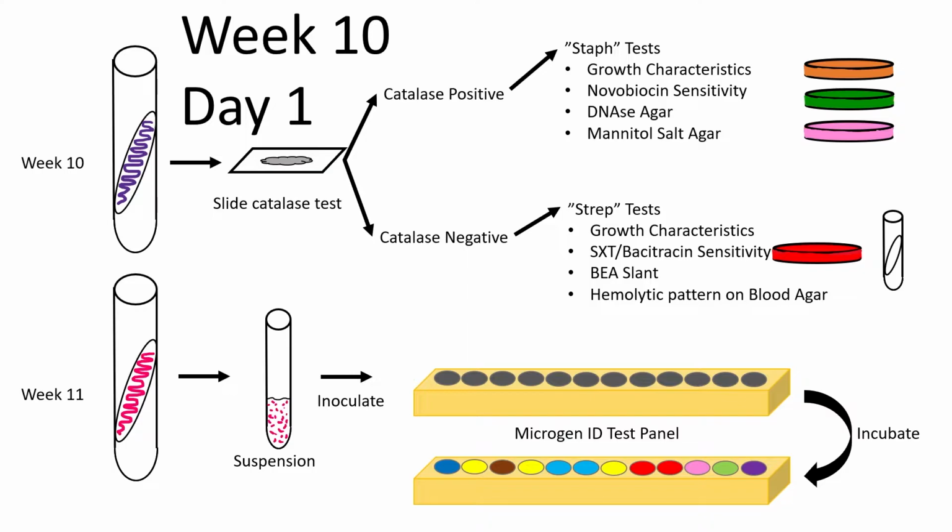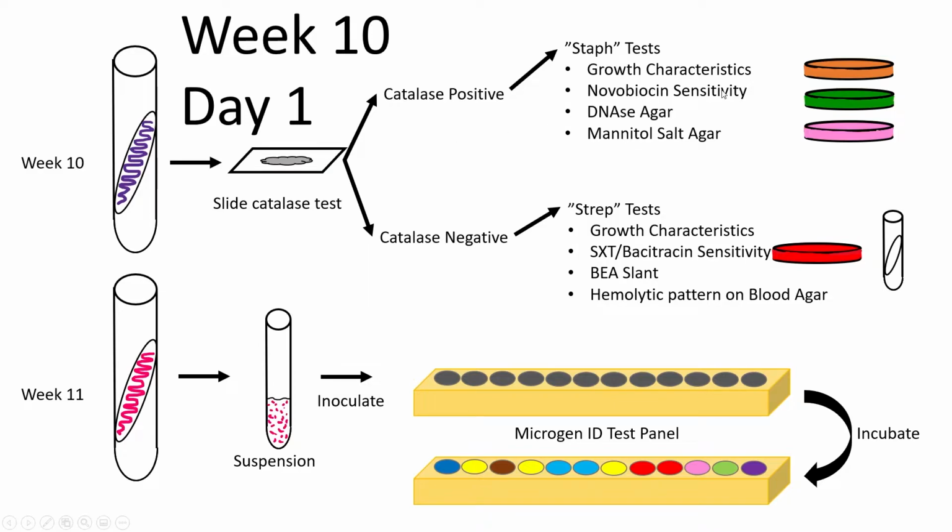Now, this is one of those tests where if you have a little contamination, like you weren't very careful on your slides, you're going to have a really big problem because it's going to show up positive. Catalase is such a reactive enzyme, it'll create bubbles even with just a teeny tiny amount of the enzyme. If you have catalase positive, you guys are going to do the Staph set of tests.